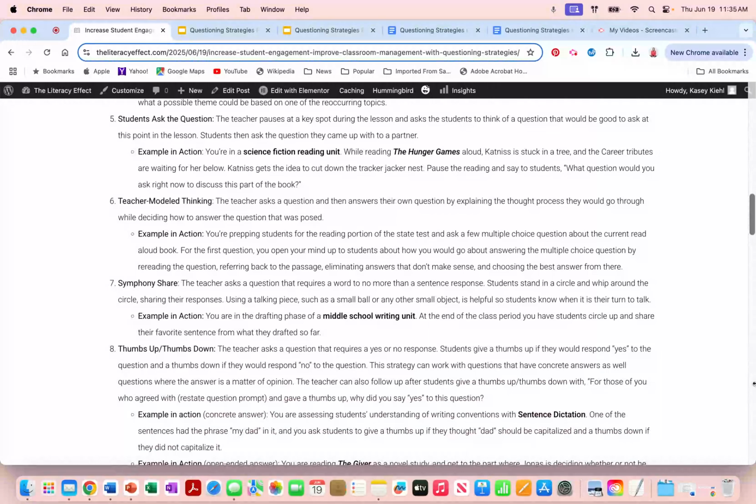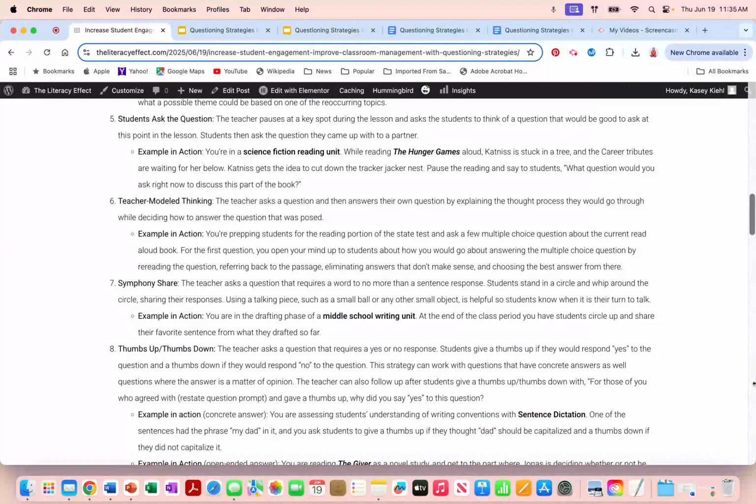She gets the idea from Rue to cut down the tracker jacker nest. You might pause and say to students, what question would you ask right now to discuss this part of the book? Another questioning strategy is teacher modeled thinking. This is where the teacher asks the question and then they actually respond to their own question by going through the thought process that they would go through to answer the question.